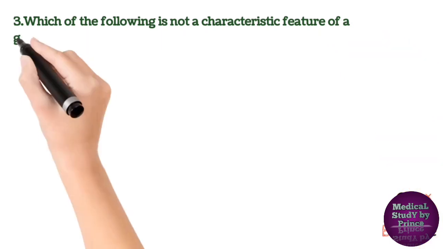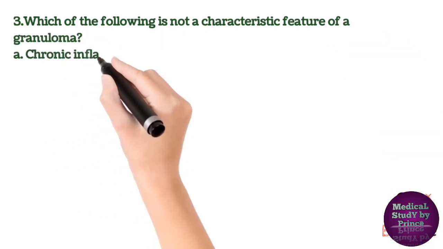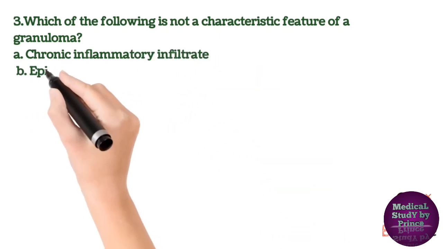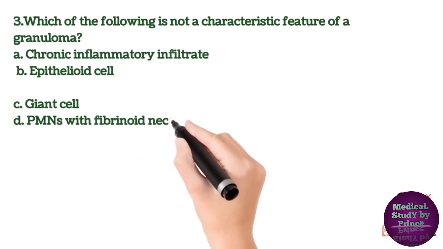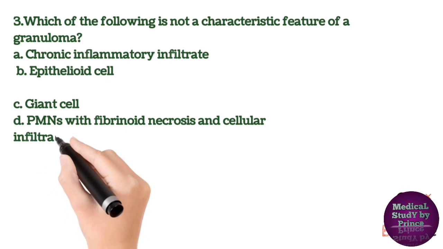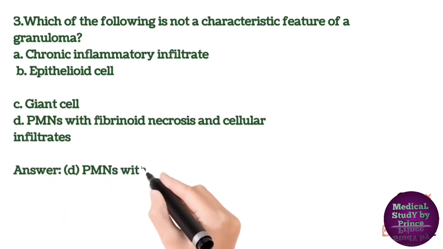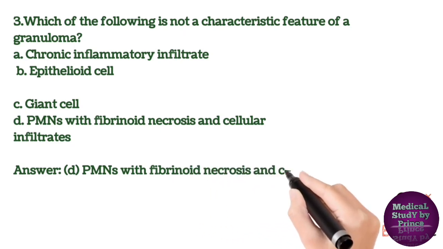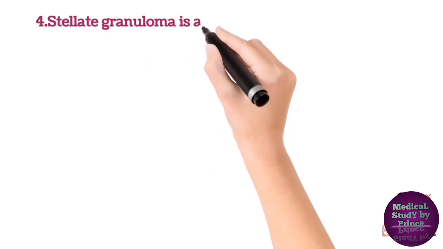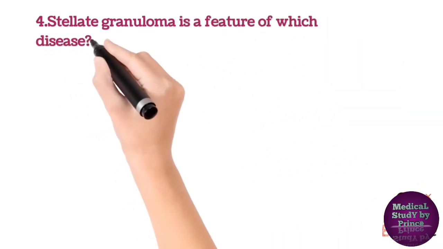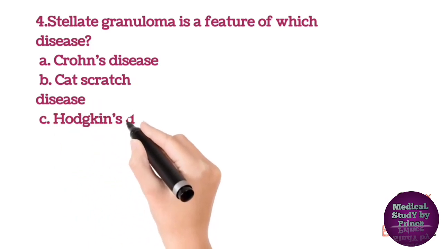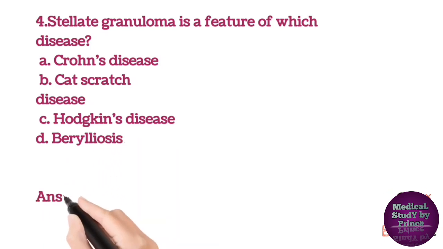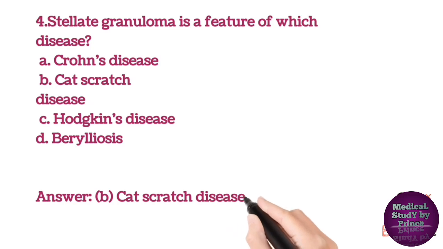Third question, which of the following is not a characteristic feature of granuloma? Option A, chronic inflammatory infiltrate, option B, epithelioid cells, option C, giant cells, option D, PMNs with fibrinoid necrosis and cellular infiltrates. So the correct answer is PMNs with fibrinoid necrosis and cellular infiltrates. Fourth question. Stellate granuloma is a feature of which disease? Option A, Crohn's disease, option B, cat scratch disease, option C, Hodgkin's disease, option D, berylliosis. So the correct answer is option B, cat scratch disease.